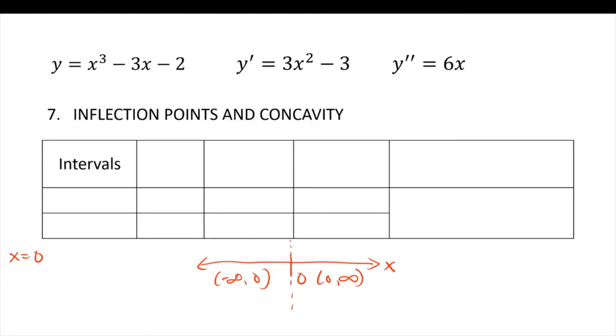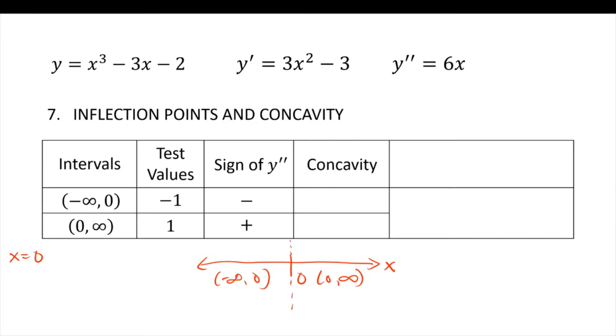Okay, so list down the intervals in the first column and then choose any x value within the interval. For the first one, negative infinity to 0, we can use negative 1. And then for 0 to positive infinity, we can use positive 1. Next is to determine the sign of the second derivative. So plug in negative 1 to the equation of the second derivative. So y double prime equal to 6x, where x is equal to negative 1. So we get a negative value. If x is equal to 1, then we get a positive value.